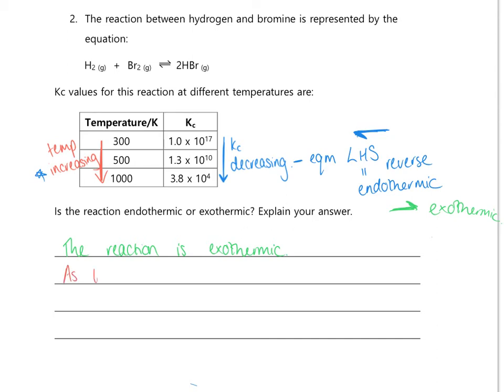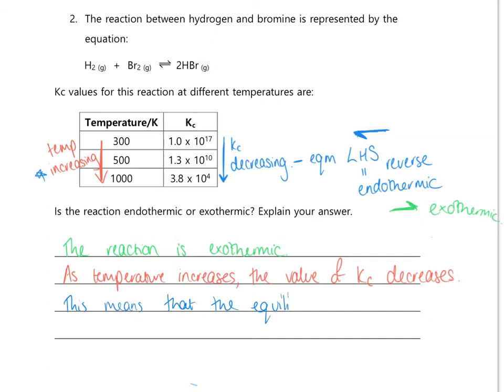So as temperature increases, the value of Kc decreases. What does this mean about the position of your equilibrium? This means that the equilibrium is shifting to the left-hand side.